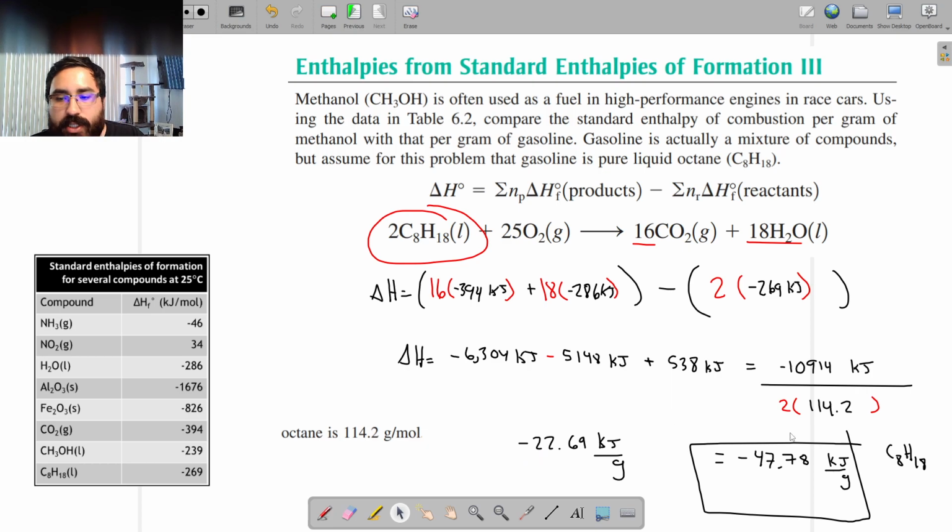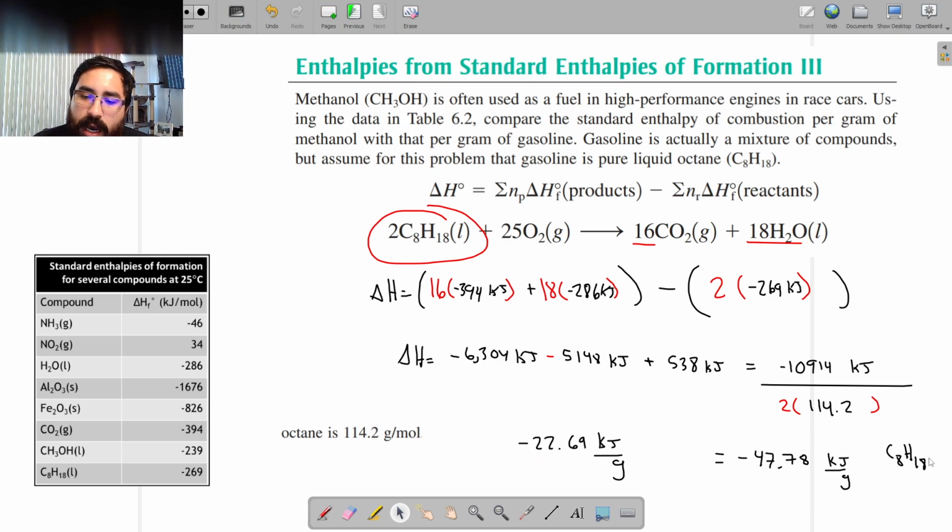All right, so obviously octane releases a significant amount more. It releases way more heat, like twice the amount. And that's kind of it for this problem. That's it. That's a long problem, huh?